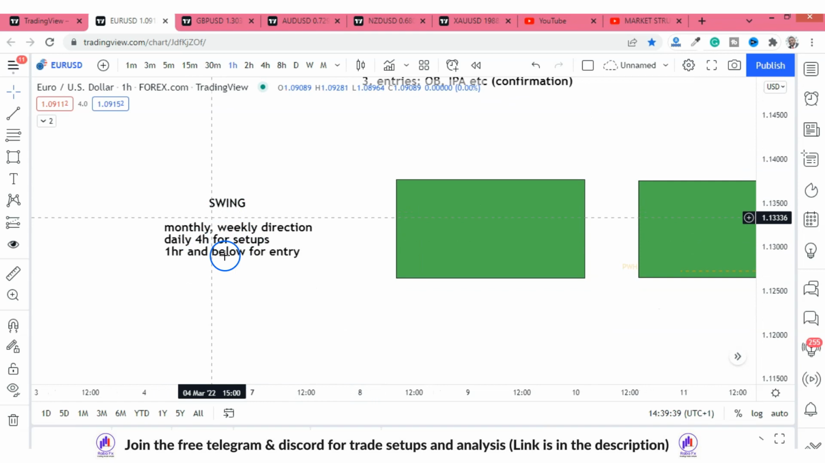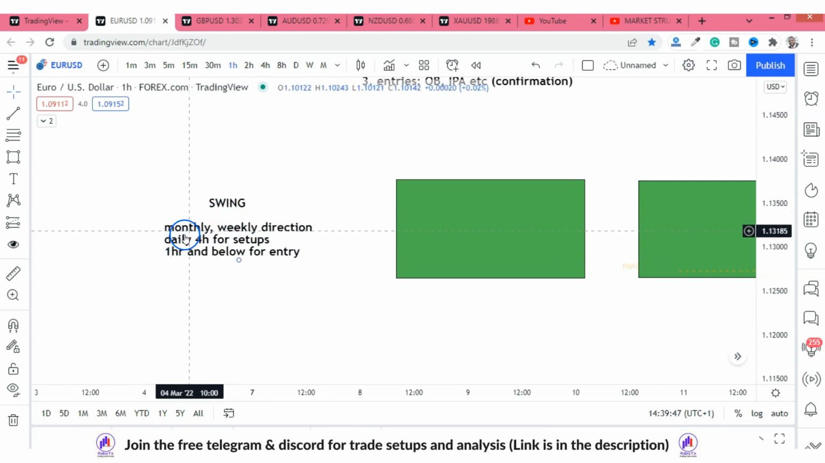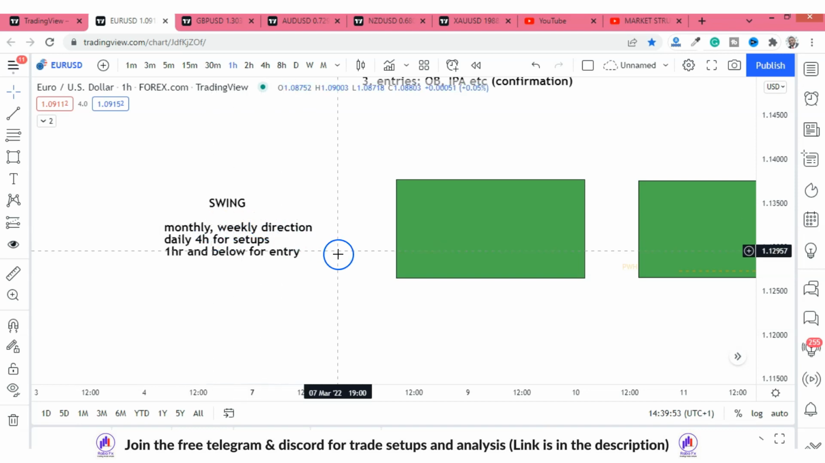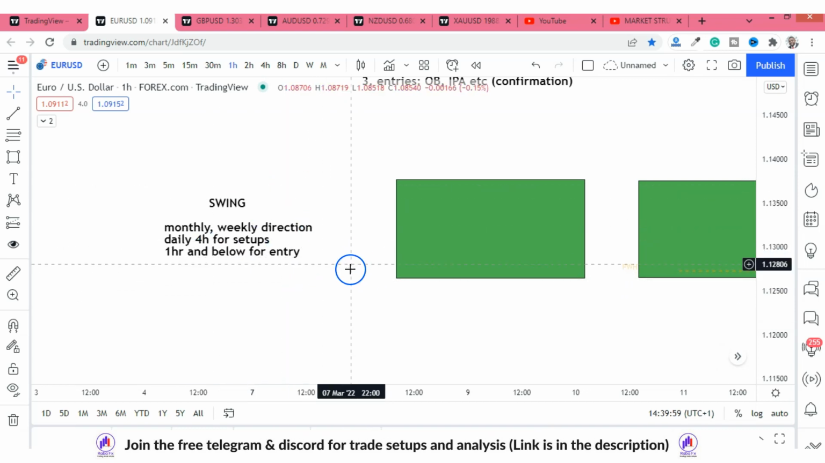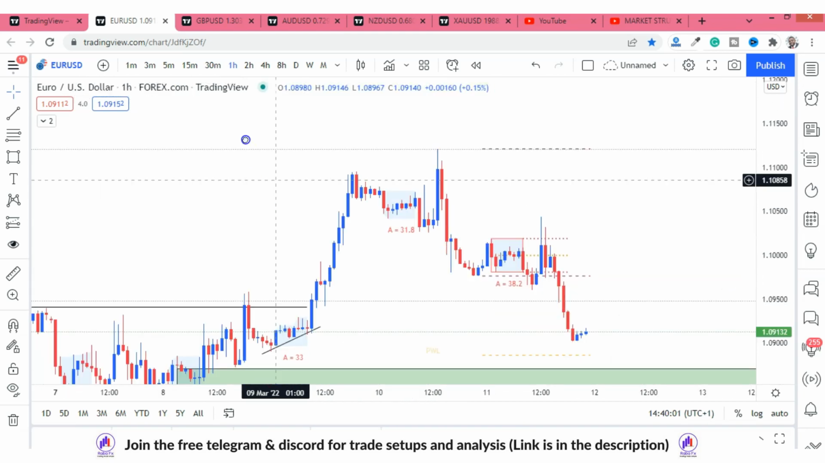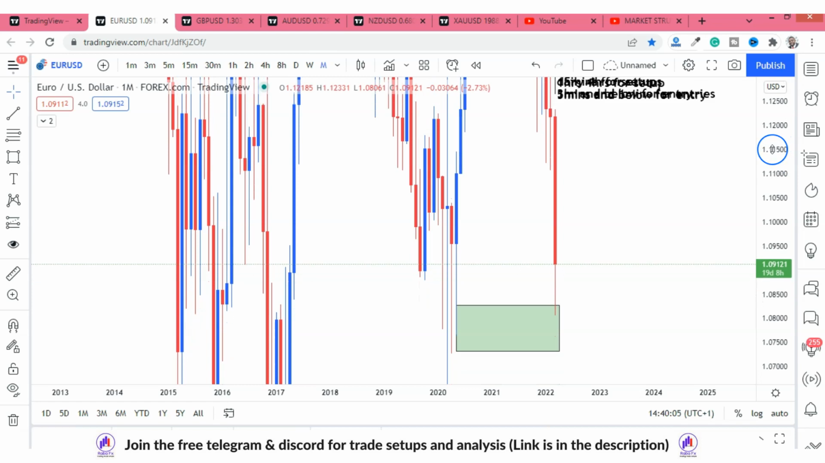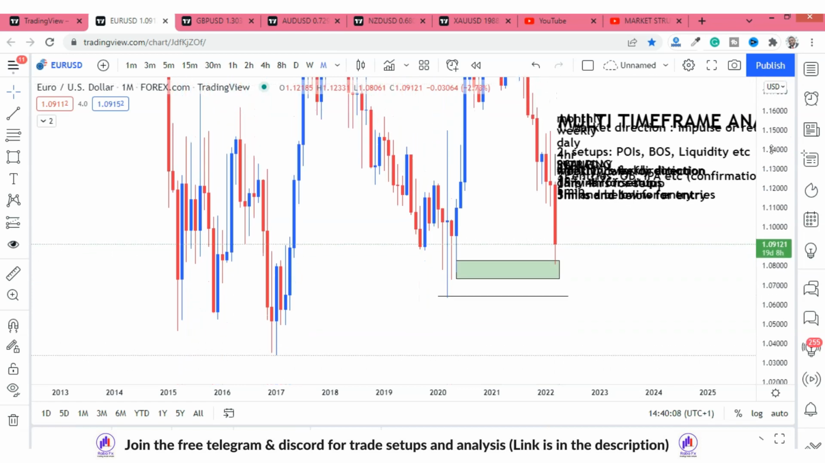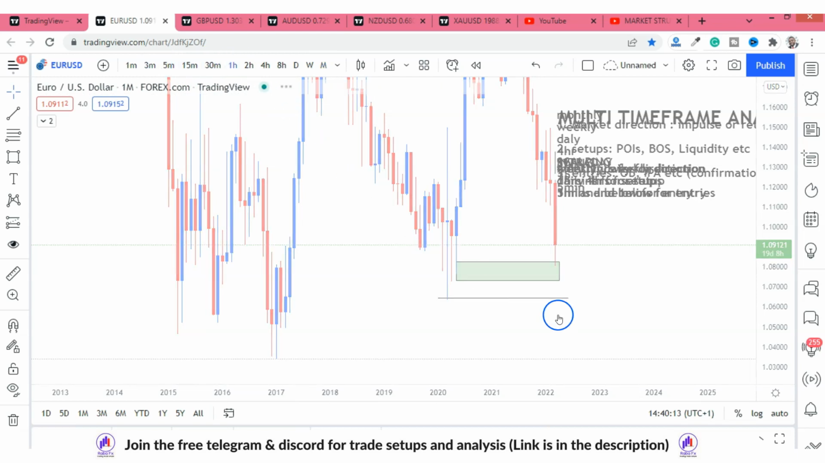If you are a swing trader, these are the time frames you'll be focusing on for direction, setups, and entry. Now, for a swing trader, your monthly and your weekly time frame should be used for direction. As at when I'm recording this, I've not gone through my chart to do a form of trade entry. I've not done such.